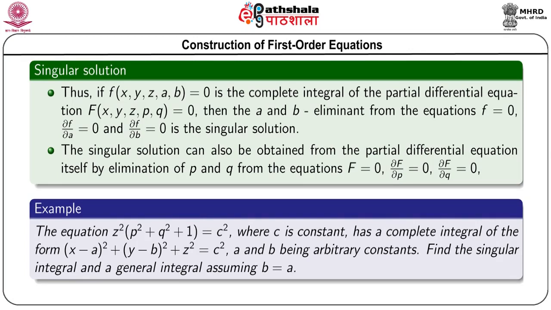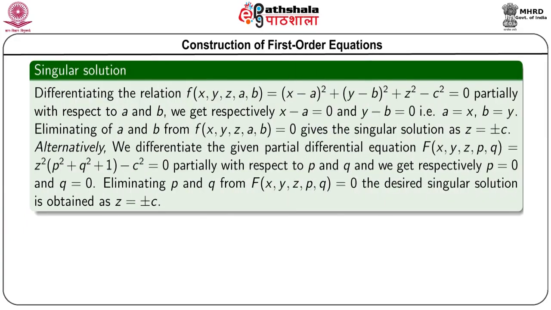singular solution of the given differential equation. Now, let us take one example. z square into (p square plus q square plus 1) equals c square, where c is a constant. And we have to prove that (x minus a) whole square plus (y minus b) whole square plus z square equals c square is a complete integral of the given equation, and we have to find also the singular integral and the general integral assuming b equals a.